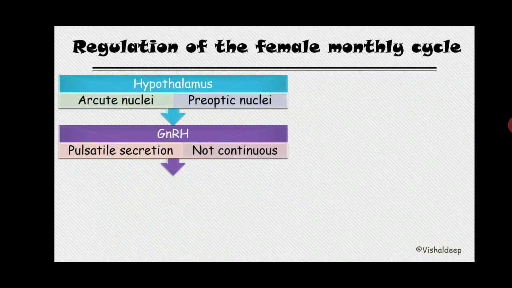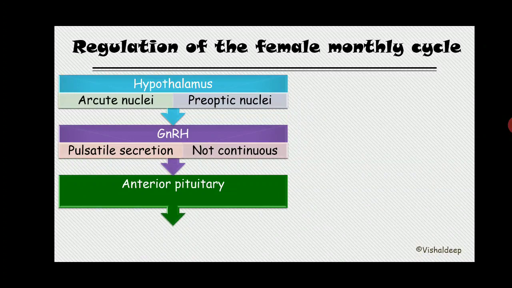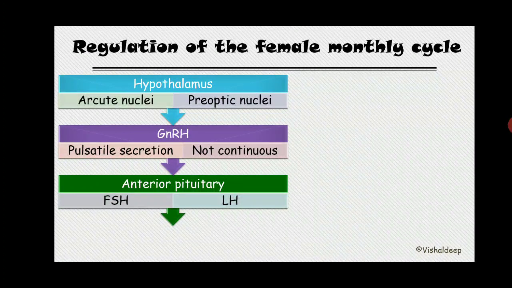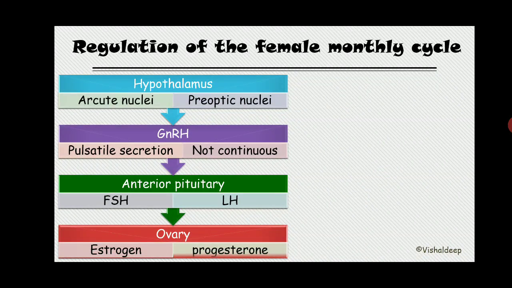Now as far as the preoptic nuclei is concerned, as I told you in my pituitary lecture, the preoptic nuclei has basically two segments. One is the medial and the other is the lateral one, right? The medial preoptic nuclei eventually secretes the GnRH. Remember that. So once this GnRH is released, it goes to the anterior pituitary and secretes FSH and LH, and this FSH and LH will go to the ovary and increase the secretion of estrogen and progesterone.